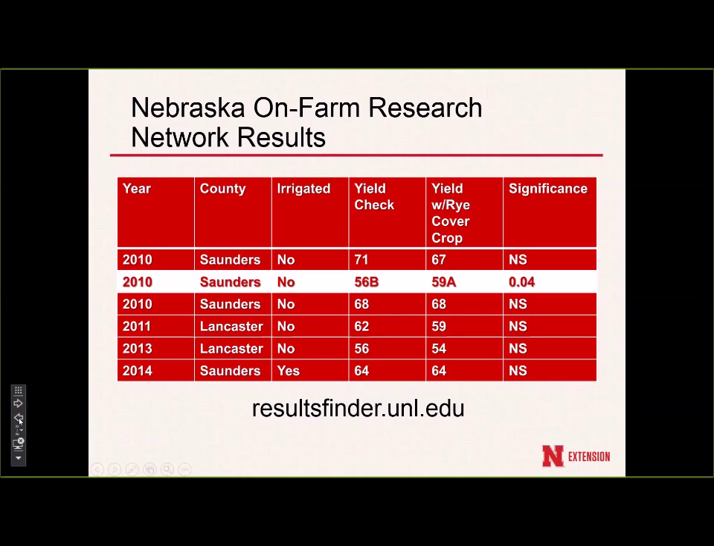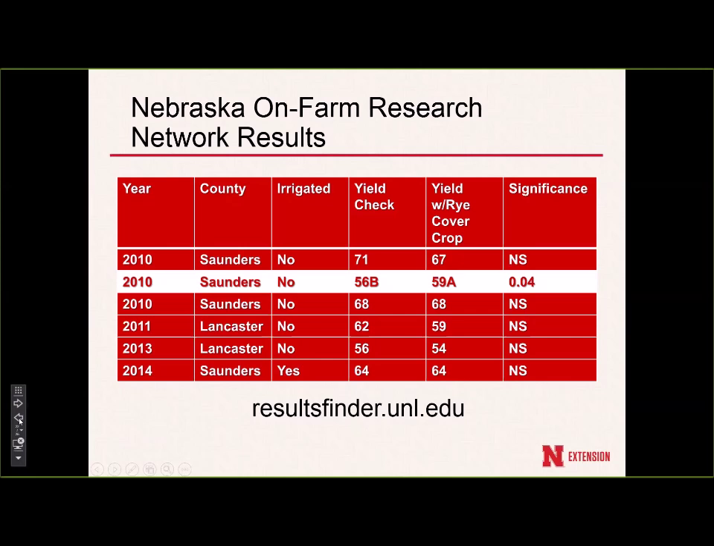So the fun thing is I get to work with farmers on their fields doing replicated, randomized on-farm research with their equipment on their field. So between 2010 and 2014, we had 6 studies in Saunders and Lancaster County done with producers on their fields, looking at what was the difference between without a cover crop and with a rye cover crop.